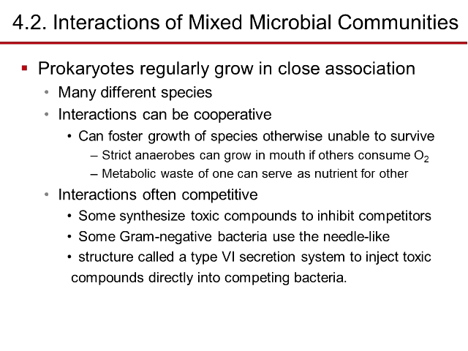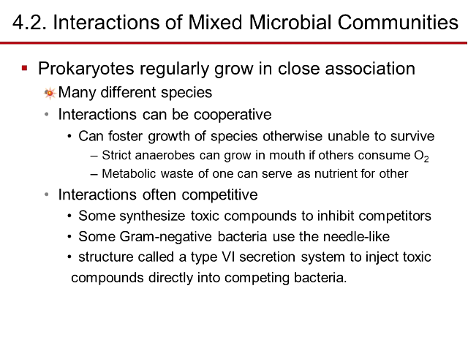Now, prokaryotes regularly grow in close association, so there are many different species. Interactions can be cooperative. In other words, they can foster growth of species otherwise unable to survive. The strict anaerobes can grow in the mouth, and others consume the oxygen. The metabolic waste of one can serve as a nutrient for another, so they can have a very symbiotic relationship.